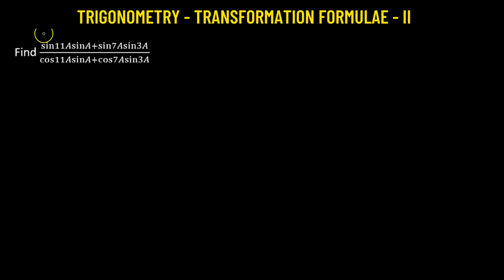So in this problem, we need to determine the value of the given trigonometric expression. Now let us begin. First, we will multiply both the numerator and the denominator by a factor 2. This will become evident in a moment, such that we have 2 times sine of angle 11a multiplied by sine of angle a.